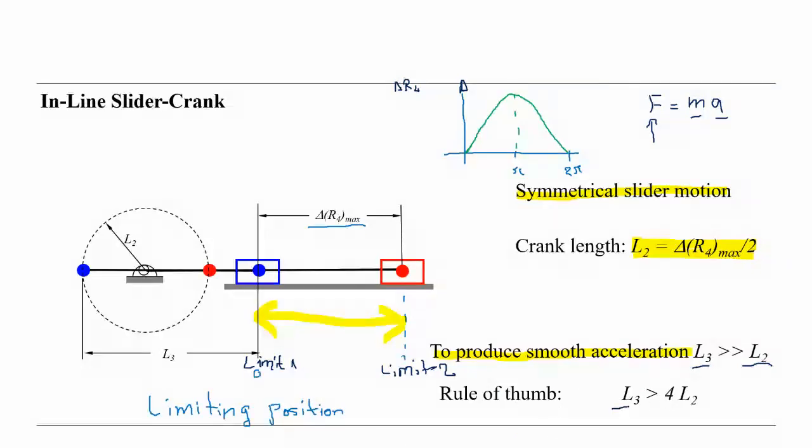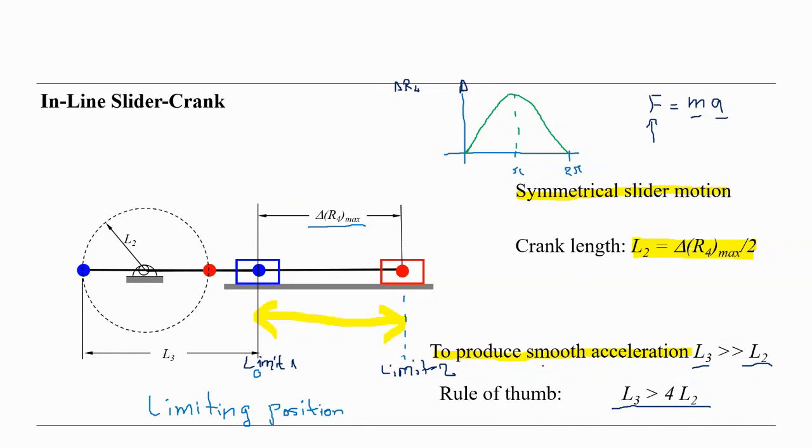So this is the rule of thumb: L3 maybe about equal to 4 times L2 could be. But it depends also, do you have such time or not? I say pardon, sorry, place. Do you have such a place or not?